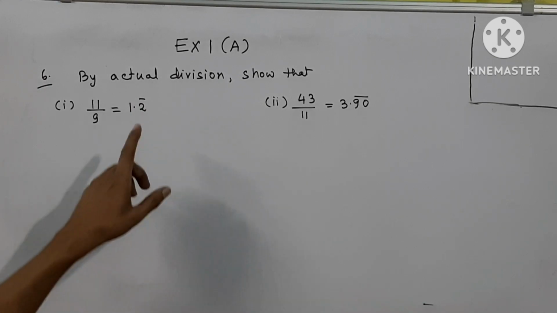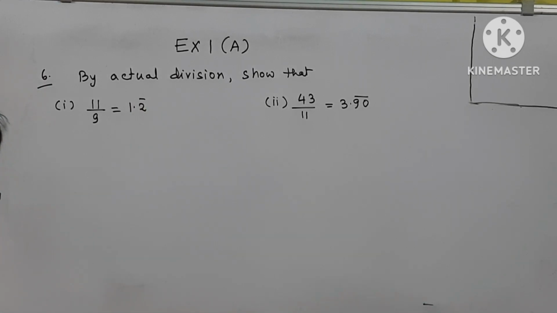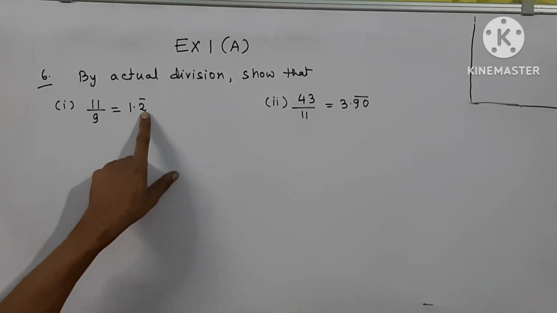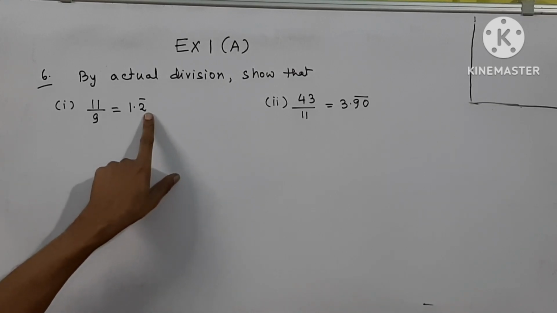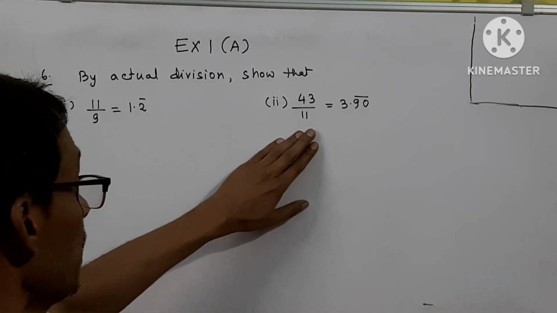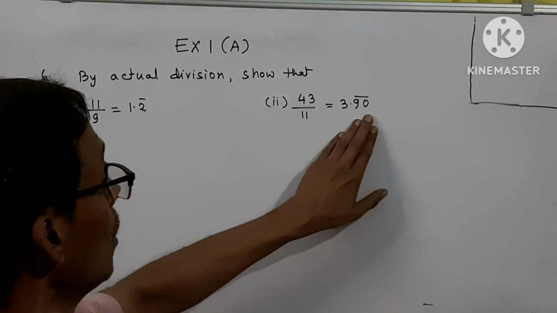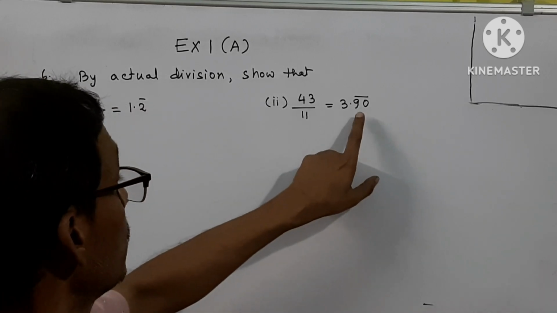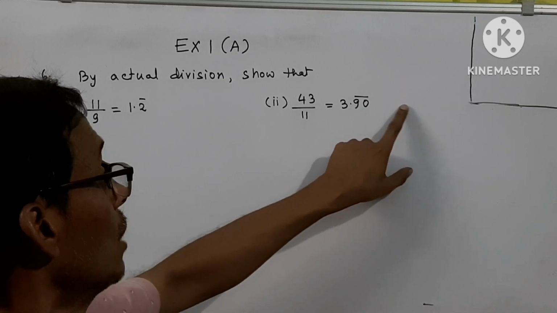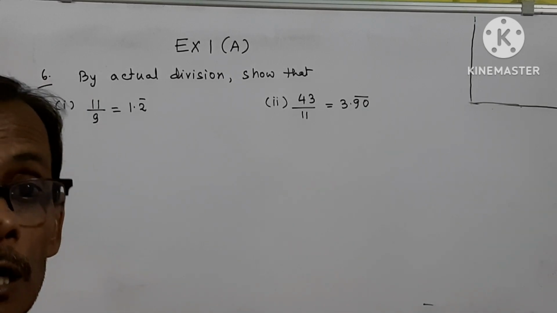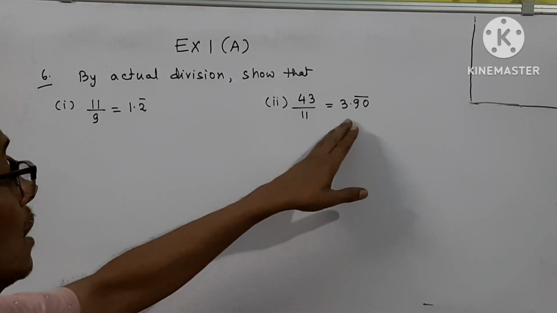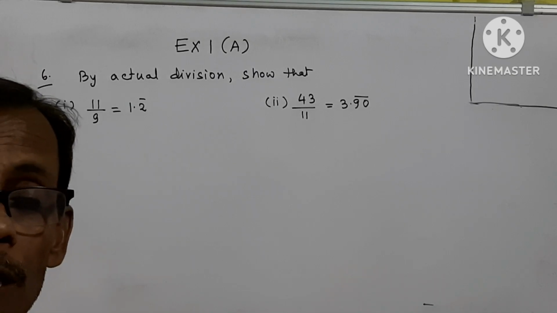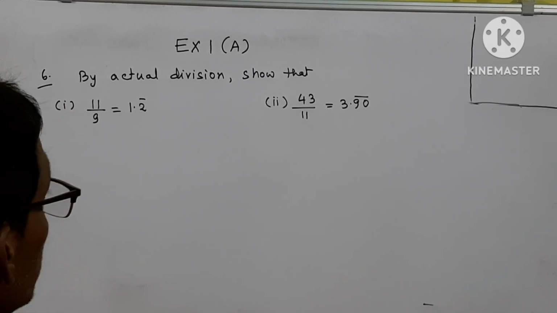Now you know that if the bar is there over 2, that means it is repeating the 2 after the decimal. Same like 43 by 11 equal to 3.90, that means both the digits 90 are repeating, that means 3.909090. This type of pattern you will get. So these decimals are called non-terminating decimal numbers.